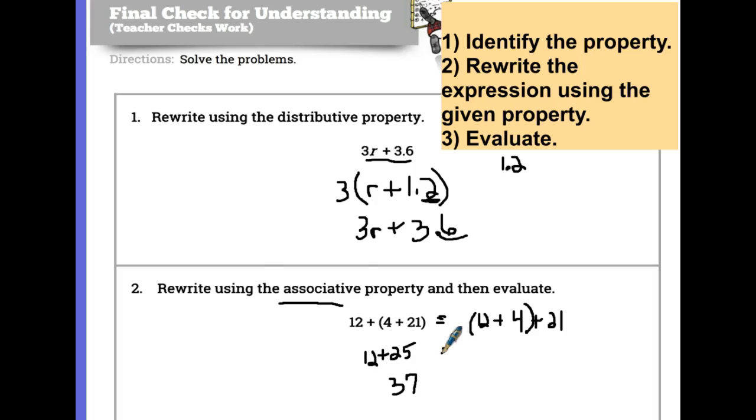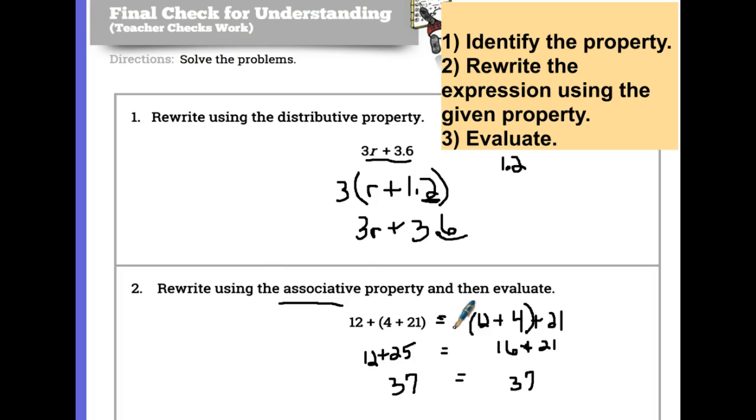And let's see what happens on this side. 12 plus 4 is 16. 16 plus 21 is 37. And they're the same on both sides.